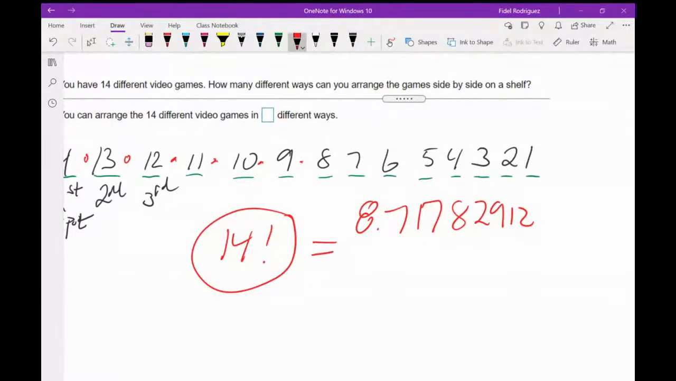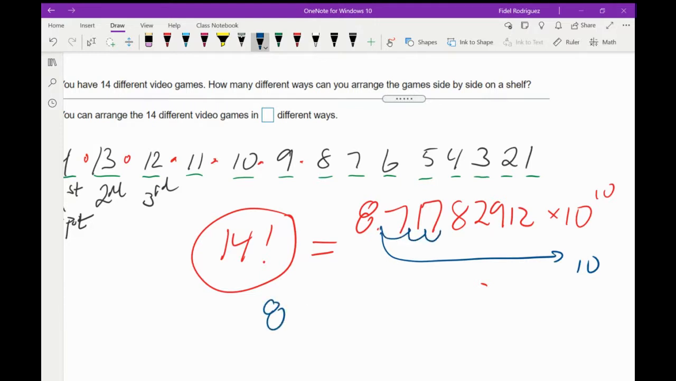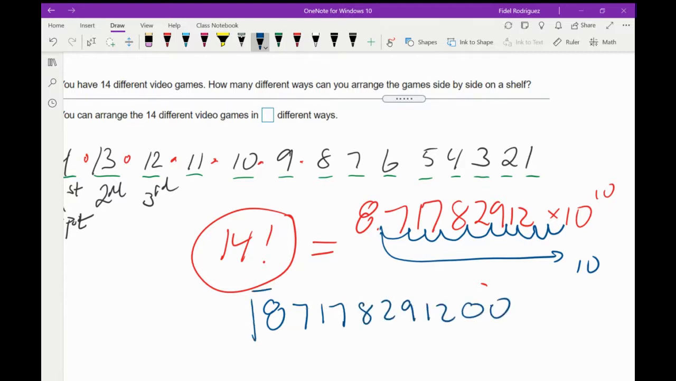And Cynthia, I see Cynthia's coming in as well. Okay, so this is how the answer was written, and they had that e to the, I think it was to the 10th, yeah. All that means is it's times 10 to the power 10. So what this means is I'm going to take my decimal point and move it 10 spaces. So this should give me, let's see, 1, 2, 3, 4, 5, 6, 7, 8, 9, 10. So it should be 8, 7, 1, 7, 8, 2, 9, 1, 2, with 2 zeros at the end. That should be my answer.